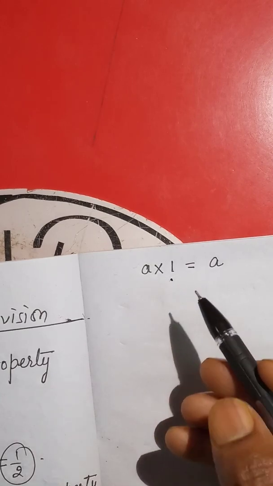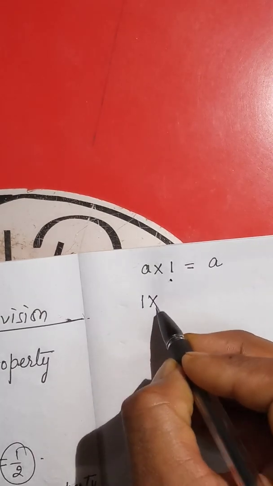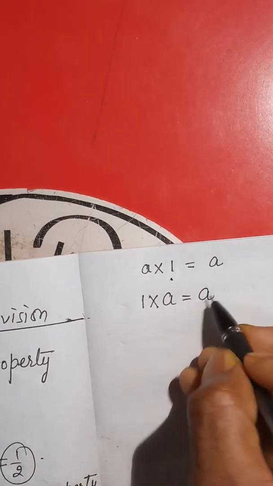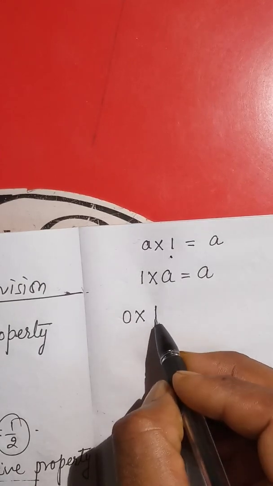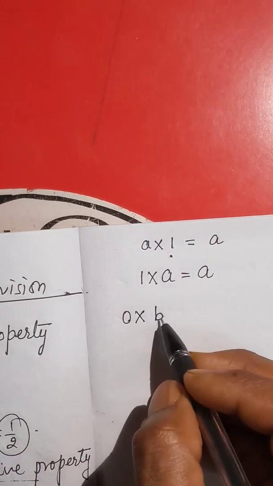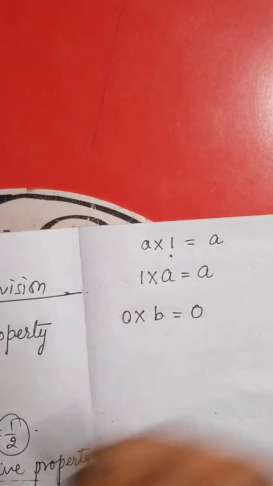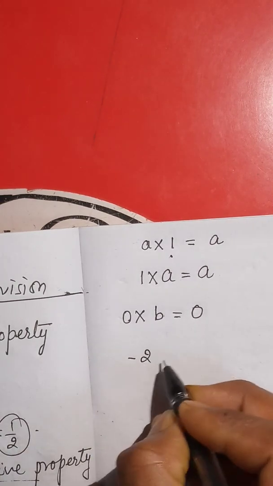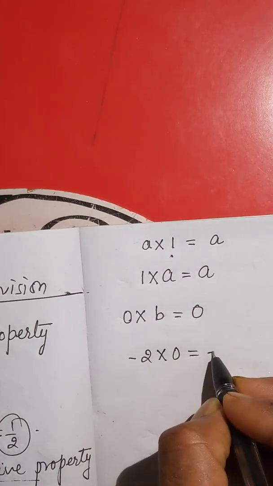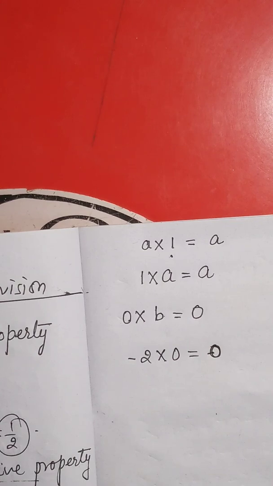It means that for any integer a, if 1 is multiplied to that integer, we get the same integer as well. Now again, if 0 is multiplied with any integer, suppose b, we get 0 as a result. So when an integer is multiplied by 0, the result is 0 for any integer. Suppose -2 is multiplied by 0, we get 0. And 0 is neither a positive nor a negative integer. This is all about the properties of multiplication and division.